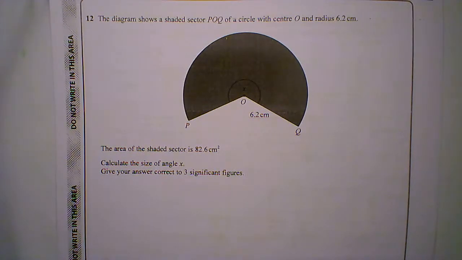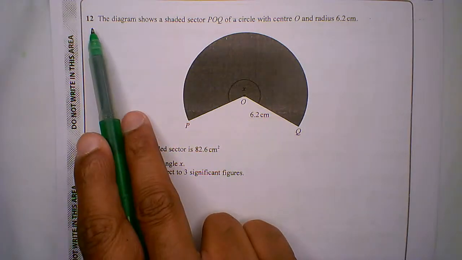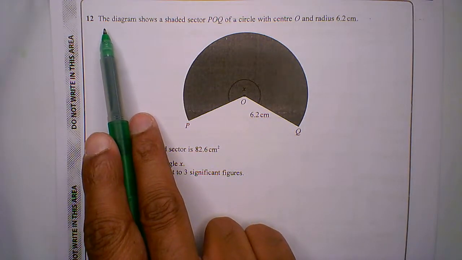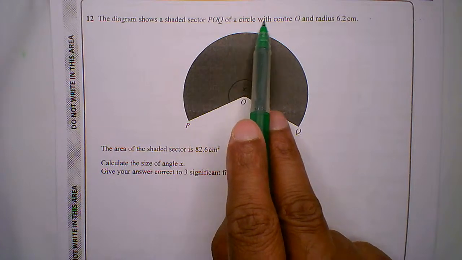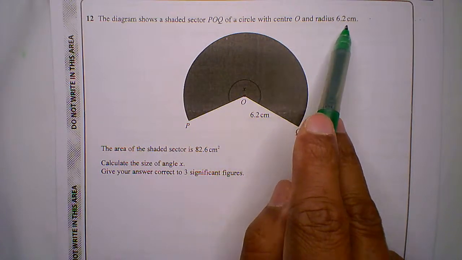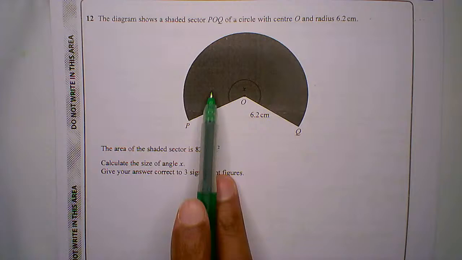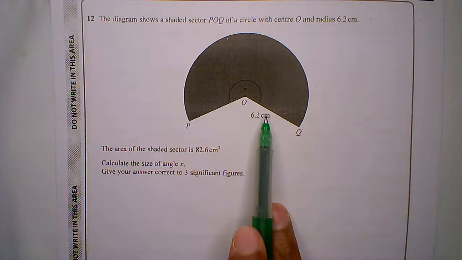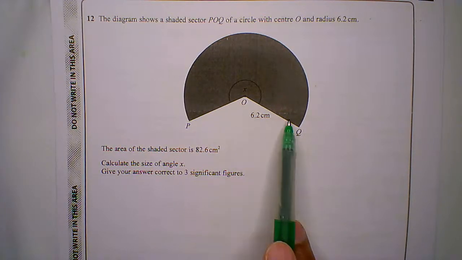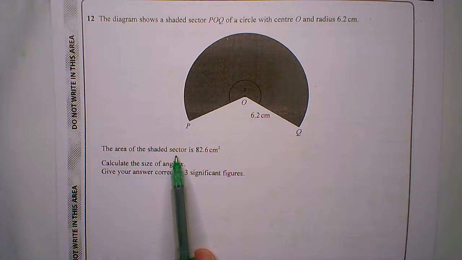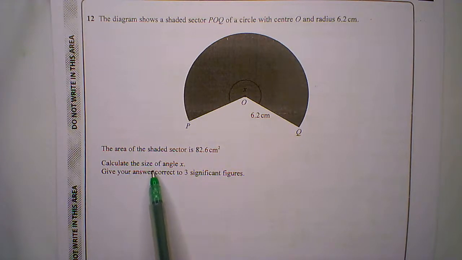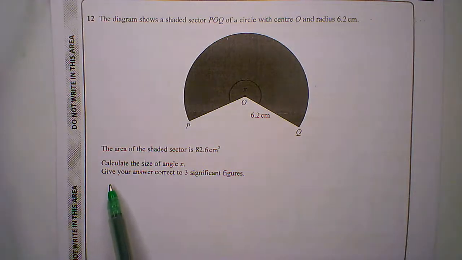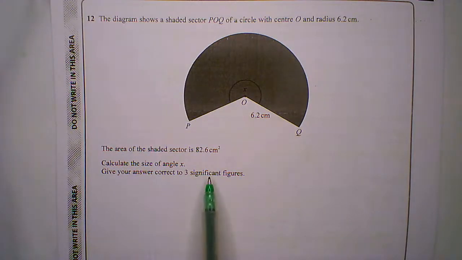Okay, question 12 is worth 2 marks. Question 12. The diagram shows a shaded sector POQ of a circle with center O and radius 6.2. So we've got this sector here, and we've got 6.2 centimeters. That's our radius. The area of the shaded sector is 82.6 centimeters squared. Calculate the size of angle X. Give your answer correct to 3 significant figures.